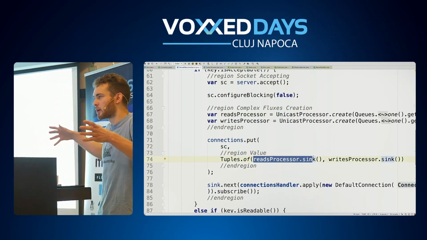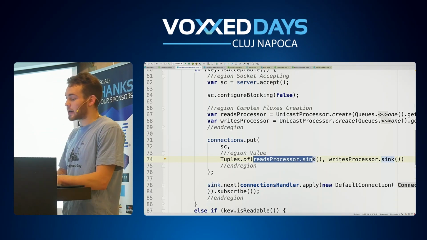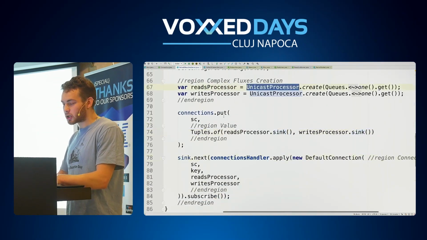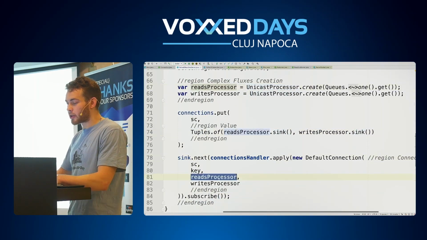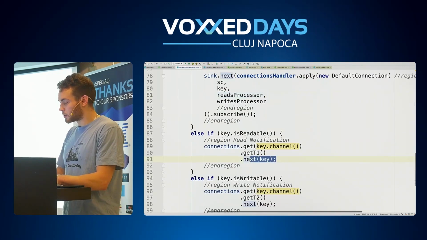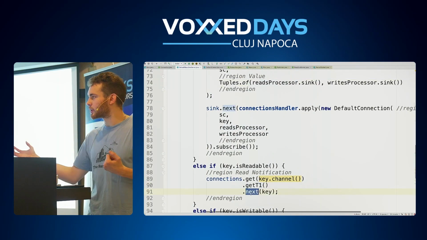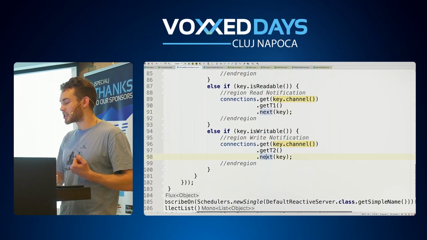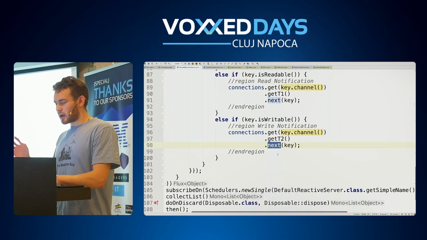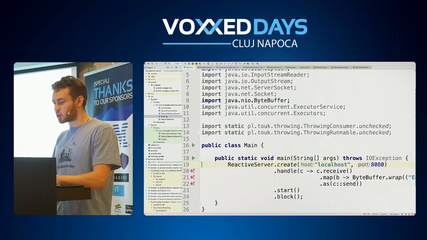We put this processor and sink from this processor into a tuple. So it's a kind of tree with two branches in this case, a left branch and a right branch, to which we can access. And we say, okay, now we pass this processor to our connection, so the connection can utilize them. Then we can use the read processor in order to send a read notification, and the write processor in order to send a notification about writing. So this is the central part of how it works.